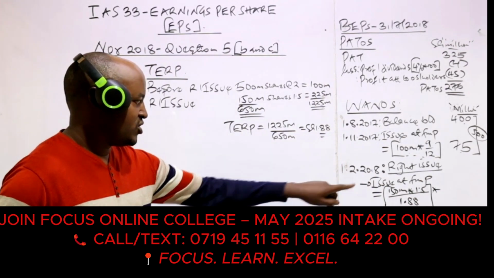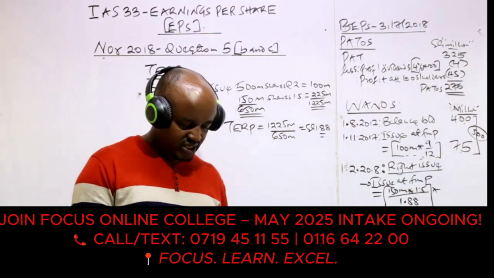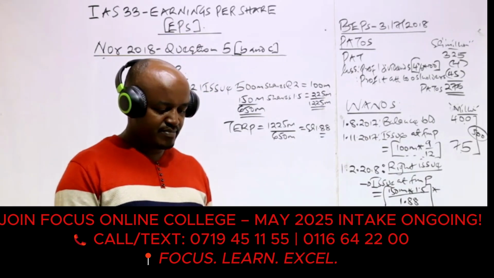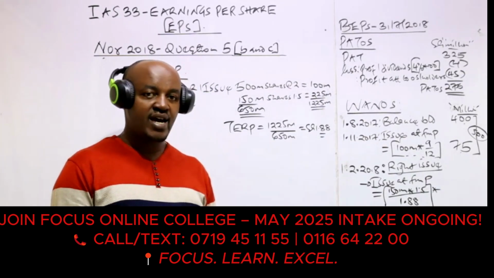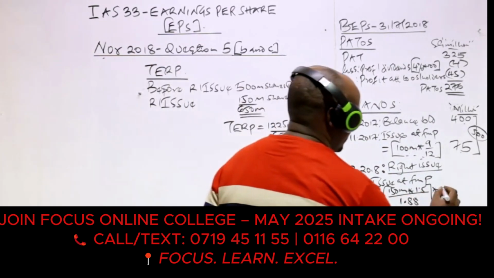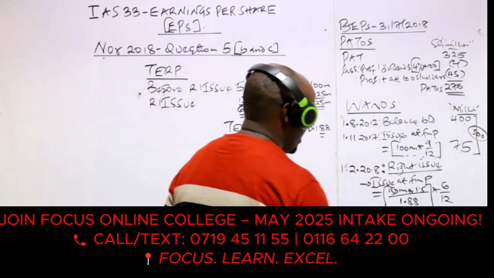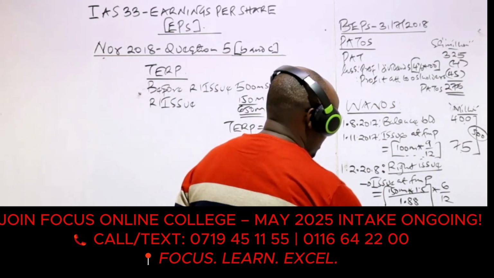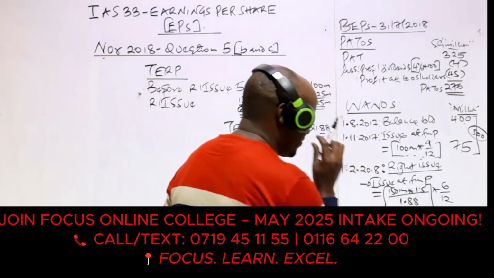Remember, this right issue was made on 1st of February 2018. How many months is this to the end of the year? We have February, March, April, May, June, July. So they were held for 6 months out of 12. And then 2, we determine the bonus element. How many shares were issued free of charge?